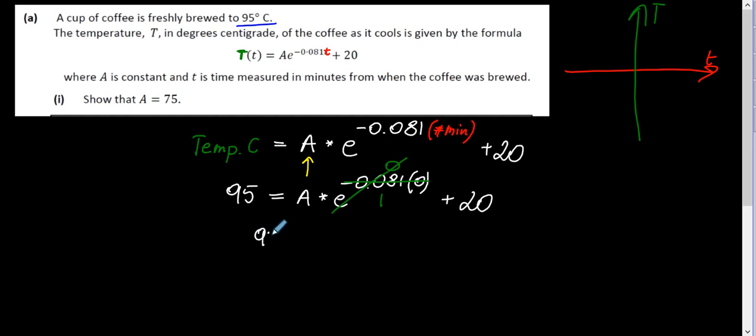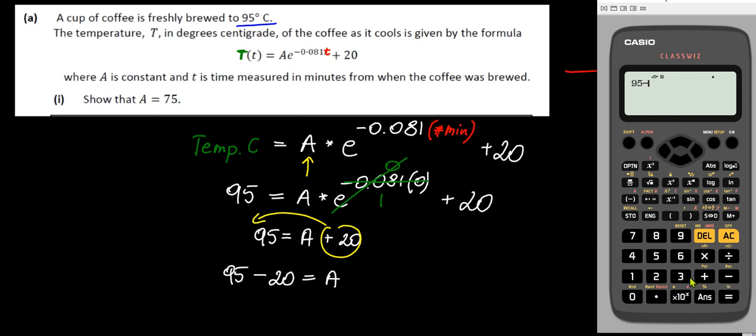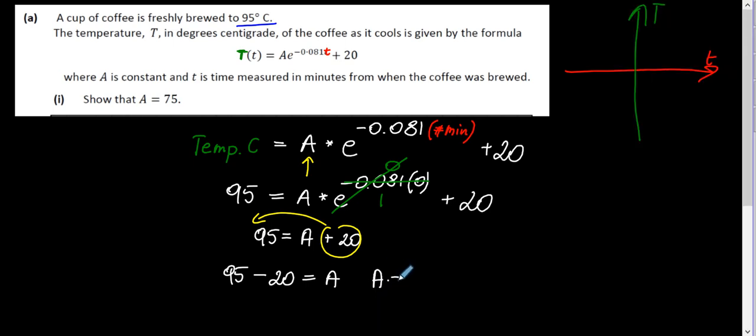So really what I have this side of the equation, I have 95. Here I have A. And then I am left with plus 20. I want to find the value of A. What do I do? I take that 20 to the other side of the equation. What happens when I take a number to the other side of the equation? I change the sign. So plus 20 becomes minus 20. So 95 minus 20 is 75 indeed. So yes, A equals 75.